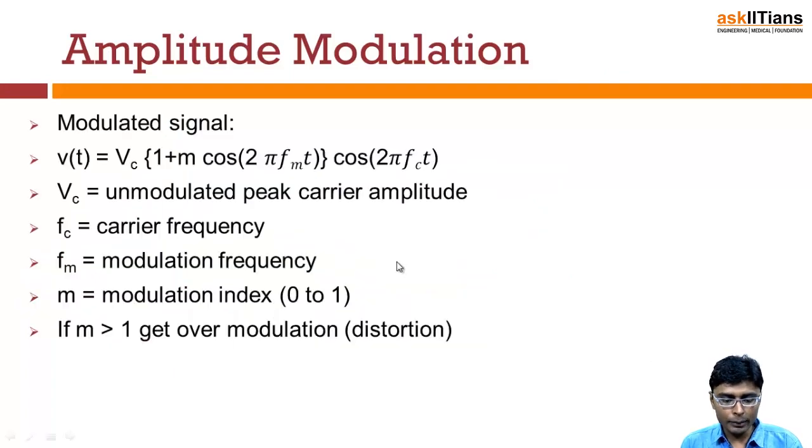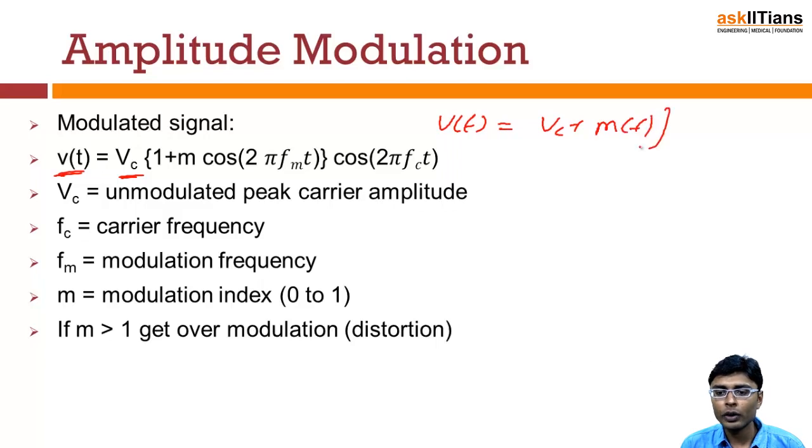So these are the important parameters which you have to remember. Our VT is basically the modulated signal, right? So VC is the amplitude of the carrier wave. I already explained that your modulated signal will be equal to VC plus your message signal MT, and cos of 2 pi FC into T.